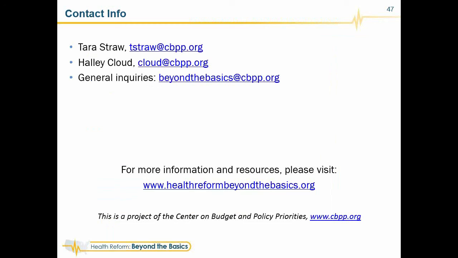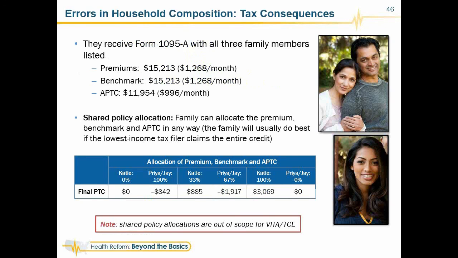And with that, we've got some time for questions. Yeah. So to go back to your point about how shared policy allocation is out of scope for the volunteer tax preparers, do you have any advice on where people should go if they have questions about this?